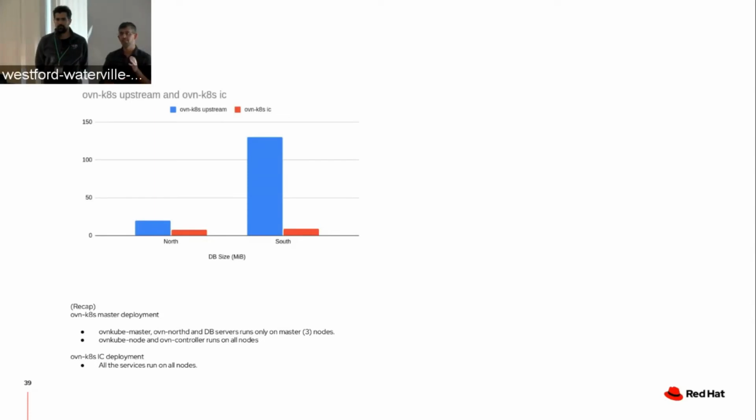This is the database size. Again, the southbound DB has greatly reduced because we store only the local node's data. So you don't have to have logical ports of other nodes. That's why the size of the database comes down quite drastically.